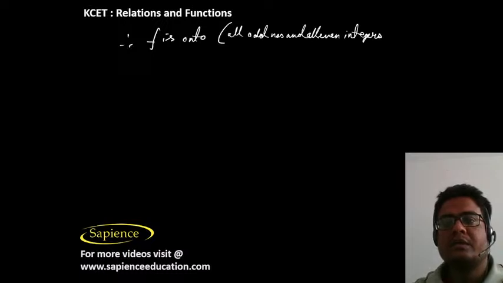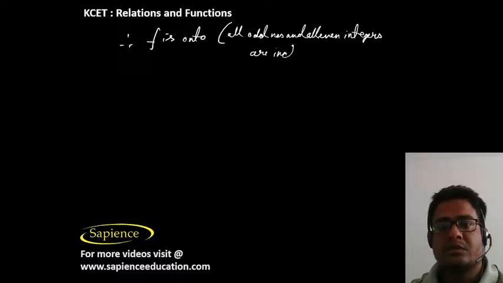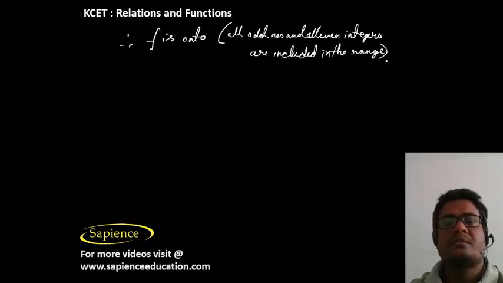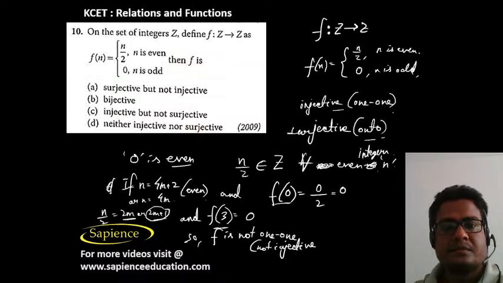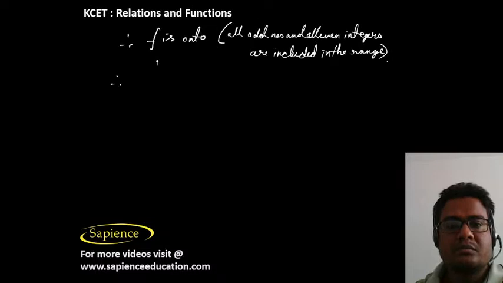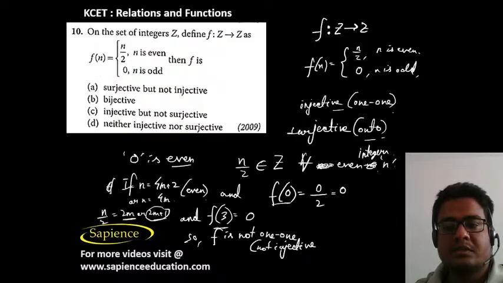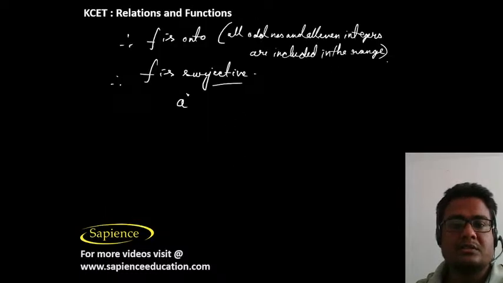So therefore, the function f is onto. Since all odd numbers and all even integers are included in the range of function f. So it means that the function f is onto, it means f is surjective. So the function f is surjective but not injective. So option A is the correct answer.